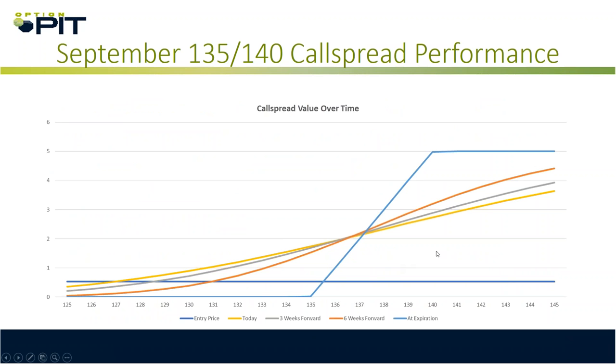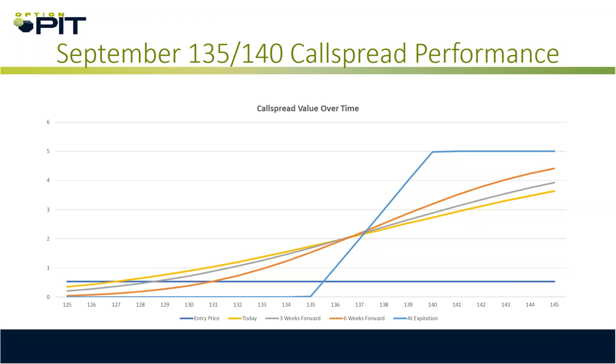I want to give you guys a little bit of a picture of how this performs. So in my case, we did an entry price of 63 cents. The value today, 53 cents. If we rally immediately to 130, that's only a $30 move. That's about a 2.5 standard deviation move. All of a sudden, it's worth a little more than a buck. You've doubled your money in one day.